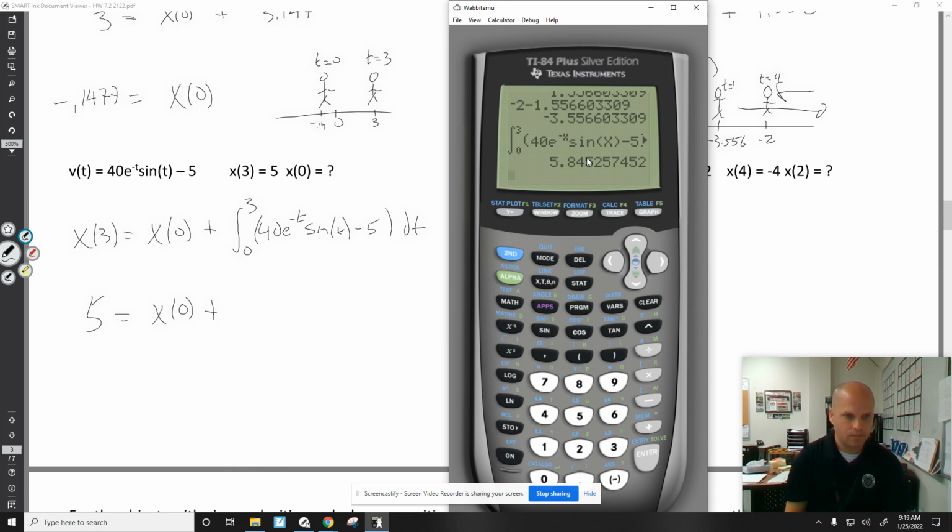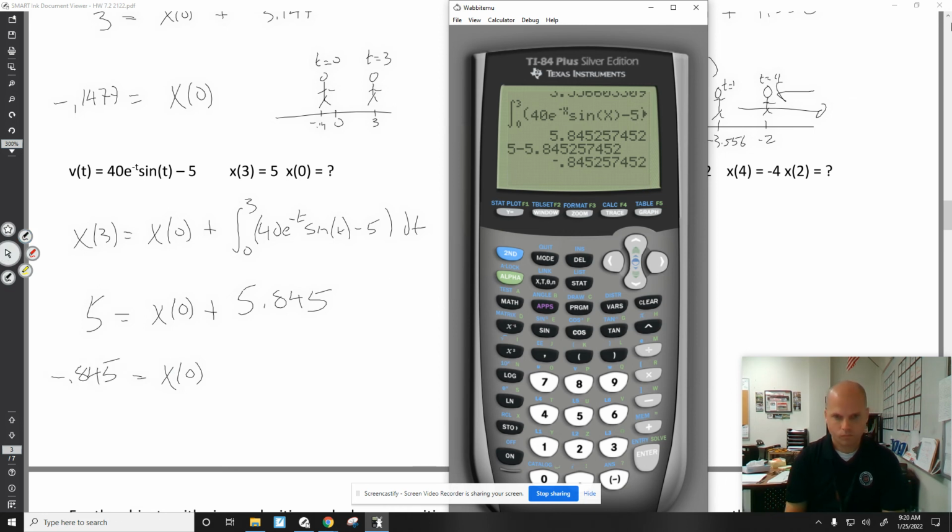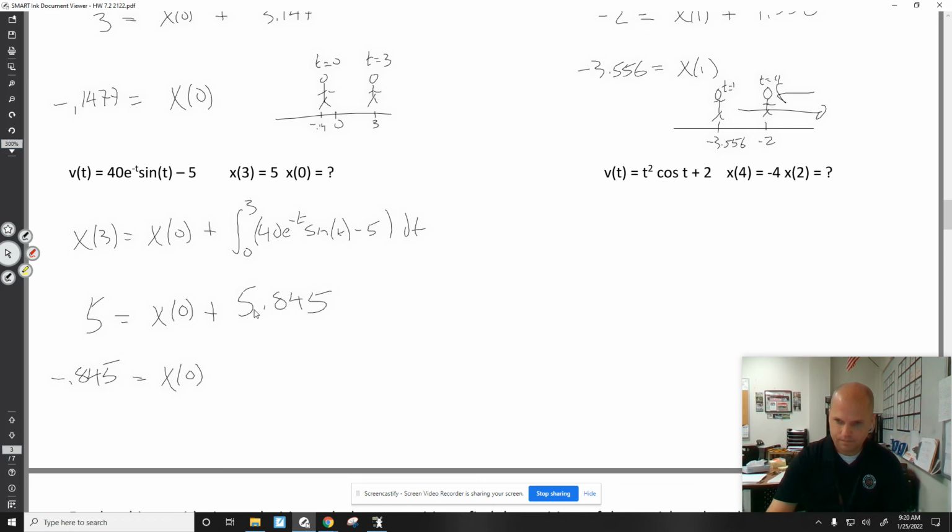What's my displacement? So I will have to move 5.845 units to get to a position of 5. Where did I start? 5.84 units to the left of 5. Subtract. Solve. That's a position.